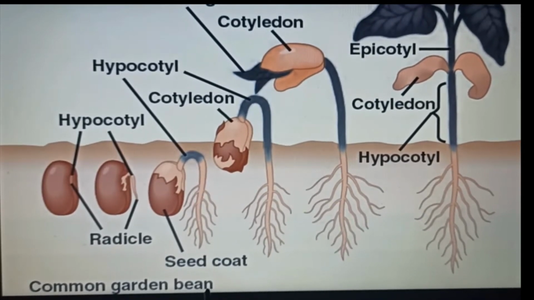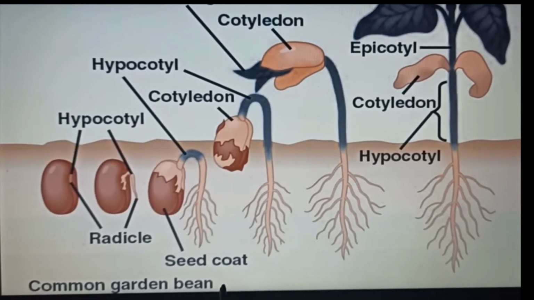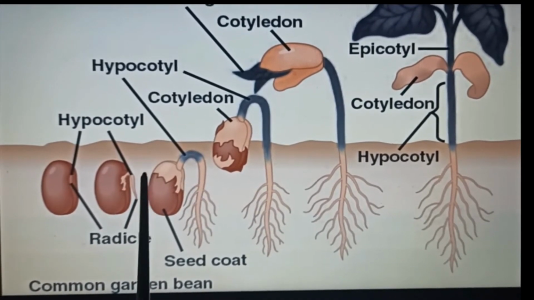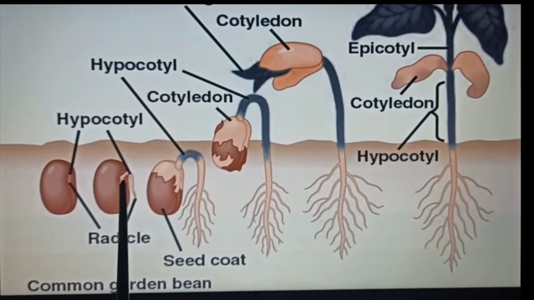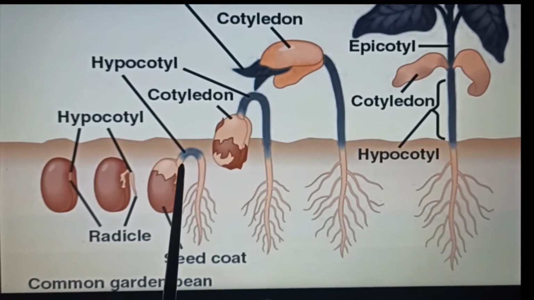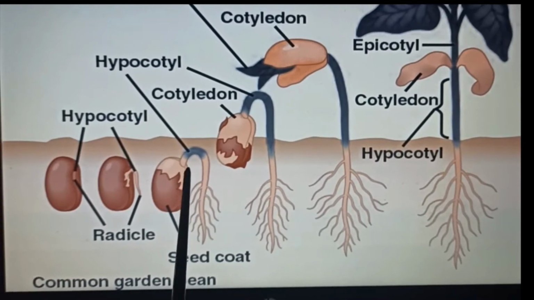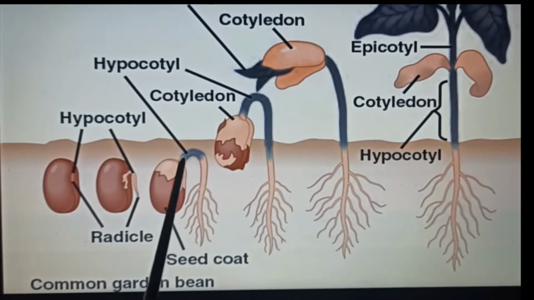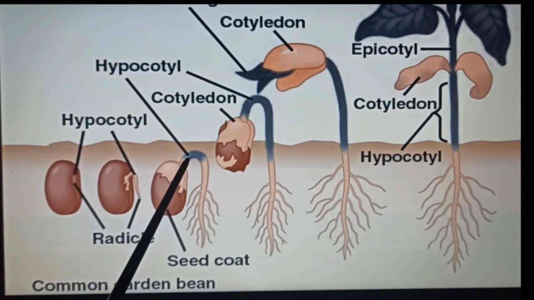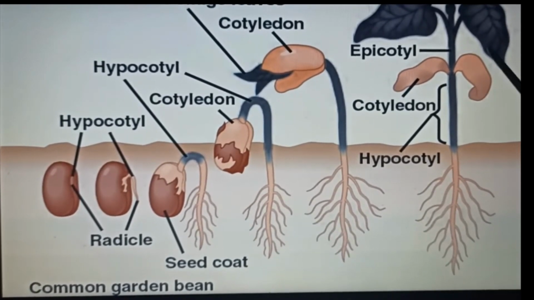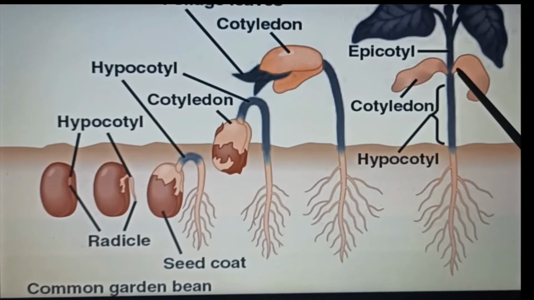Now what is epigeal germination? To understand this, first of all, see the cotyledon. When you see a cotyledon, there is the cotyledonary node. The portion present between the radicle and the cotyledonary node is called the hypocotyl, and the portion present between the cotyledonary node and the plumule is called the epicotyl.